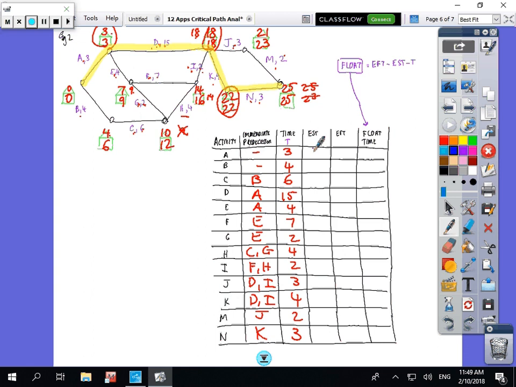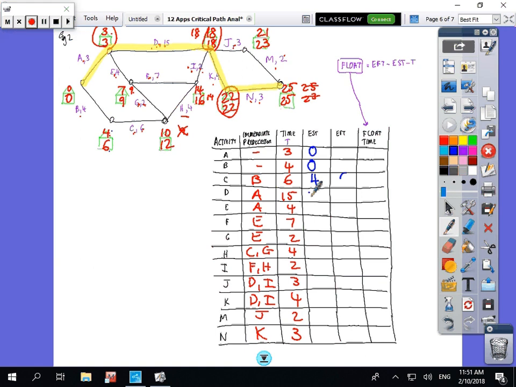Earliest start time for A is 0. Earliest time for B, 0. Earliest start time for C is 4 minutes. Earliest finish time for C is at 6 minutes. So the earliest start times are the numbers at the top of the little houses.